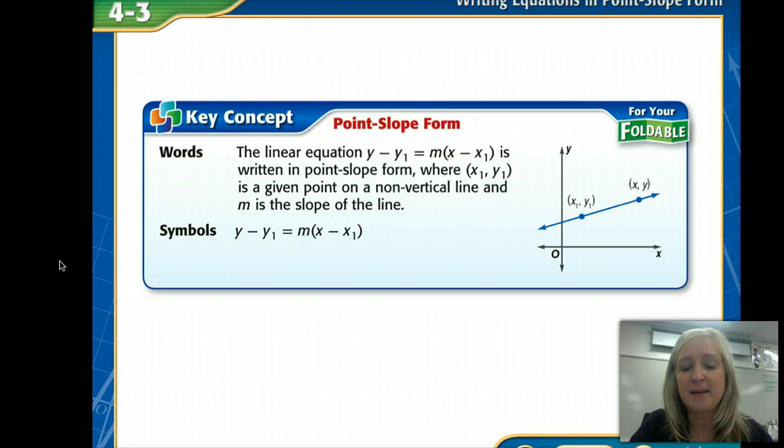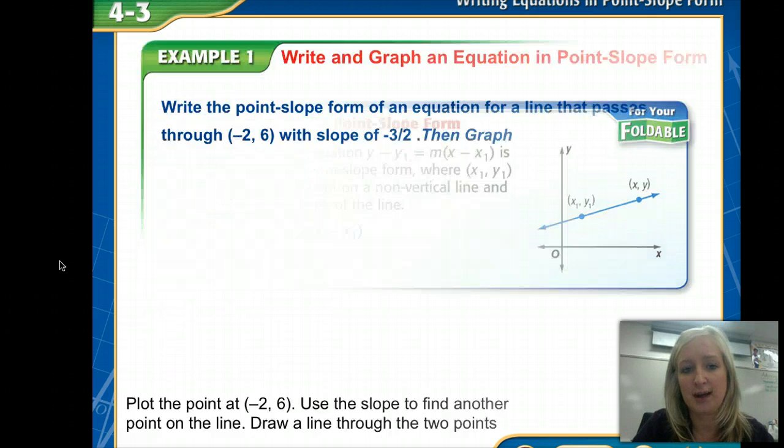Little key concept to start out: the linear equation y minus y1 equals m times x minus x1 is written in point slope form, where (x1, y1) is a given point on a non-vertical line, and m is the slope of the line. The reason it's a non-vertical line is because a vertical line, as we know, has an undefined slope. So that's why it's a non-vertical line.